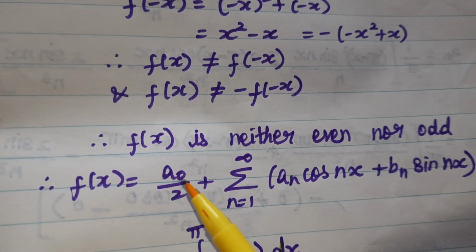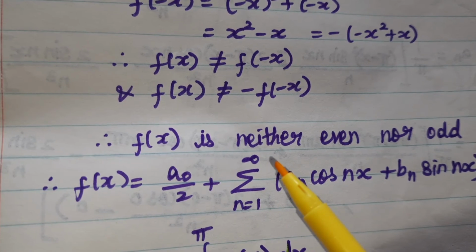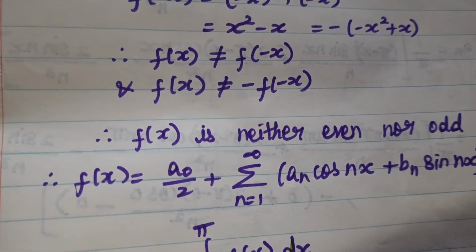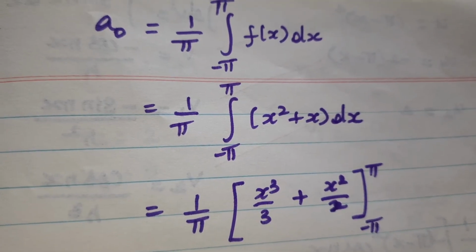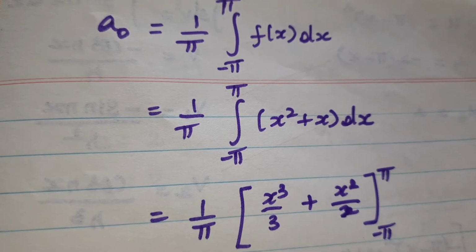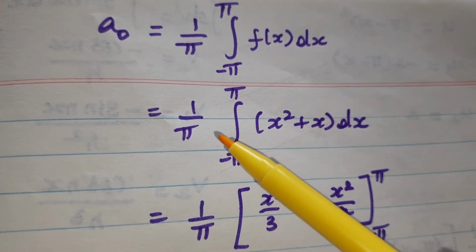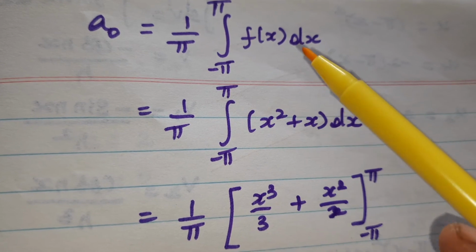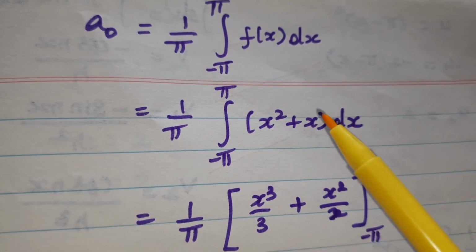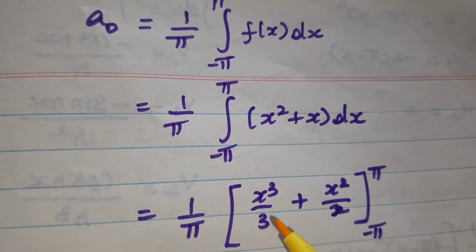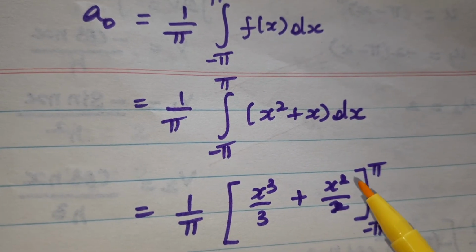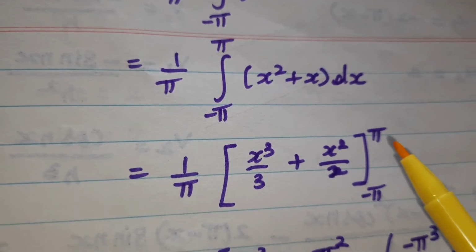Therefore f of x equal to a naught by 2 plus summation of n is equal to 1 to infinity a n cos nx plus b n sin nx. Here a naught is equal to 1 by pi into integral of minus pi to pi f of x dx, and f of x is x square plus x. So if we integrate x square it becomes x cube by 3 and for x it is x square by 2. So the interval minus pi to pi.